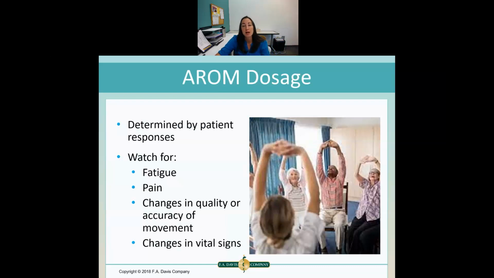For the dosage for active range of motion, it's really determined by the patient. So you just watch for signs of fatigue. Some of the signs are shaking or inability to go as far through the range of motion. They're starting to do less and less each time. Pain, changes in the quality and accuracy of the movement. If before they're able to come straight up and straight down, and now they're shaking on their way up, or they're going into the side and pulling other muscles in, then they've reached their limit for that exercise. And changes in vitals. If their heart rate goes too high or respiratory rate too high or oxygen too low, anything like that, you would want to stop and let them rest and recover.